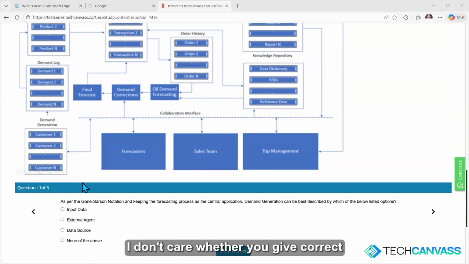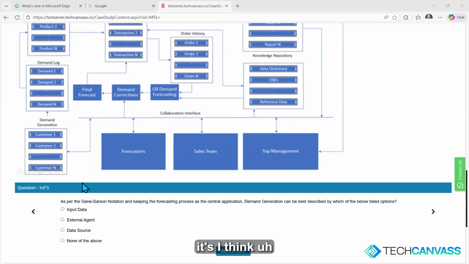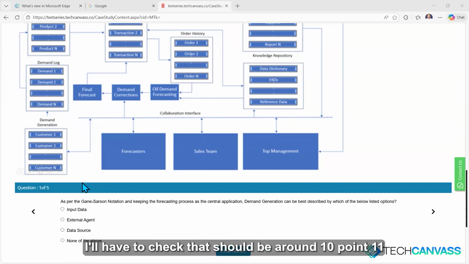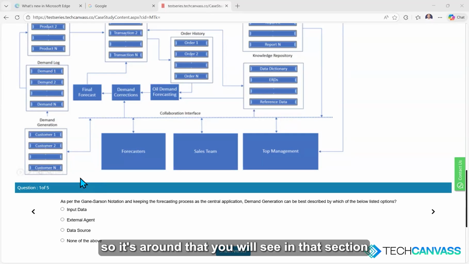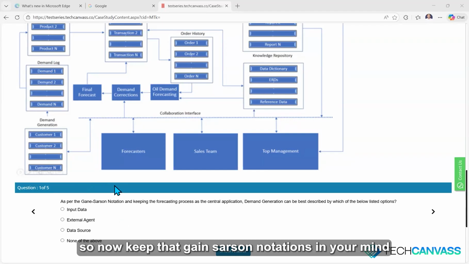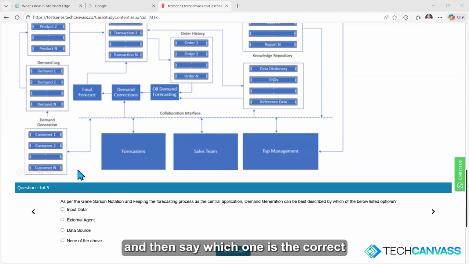This is how you will do it. I don't care whether you give a correct or incorrect answer. That's fine. But now you have to visualize what you read in the BABOK about data flow diagrams. I don't remember the actual number. I'll have to check that. It should be around 10.11, 12, 13, 14, around that. Yeah, 10 point something. 10.13. Yeah, so it's around that. You will see in that section, Gane-Sarson is mentioned somewhere. So now keep those Gane-Sarson notations in your mind and then say which one is correct.